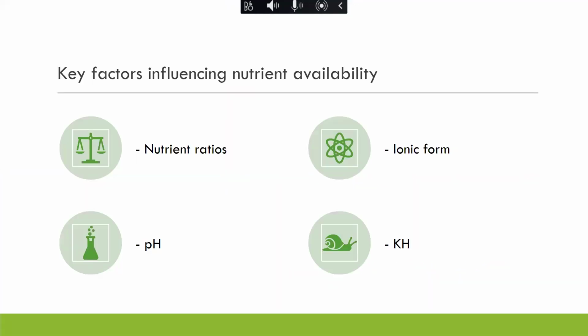So what are the key factors that influence the availability of those nutrients to plants? Some of the concepts and ideas that we'll talk through here are nutrient ratios, right? How much of one nutrient as opposed to another. We'll talk about the ionic form that nutrients may be in to make them less or more available to your plants. We'll talk about pH, which again influences nutrient availability, and we'll talk about KH.